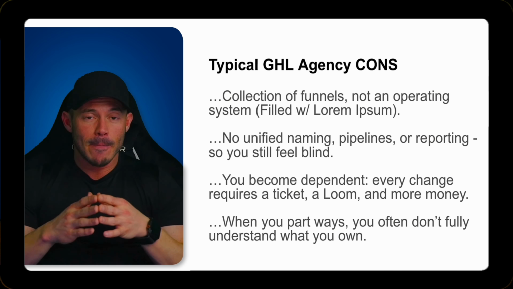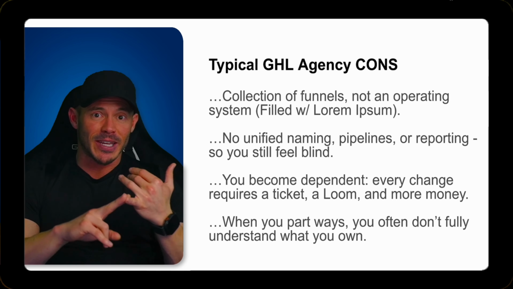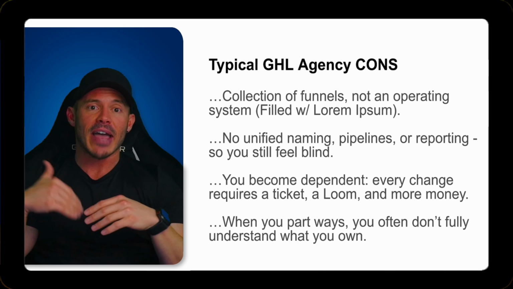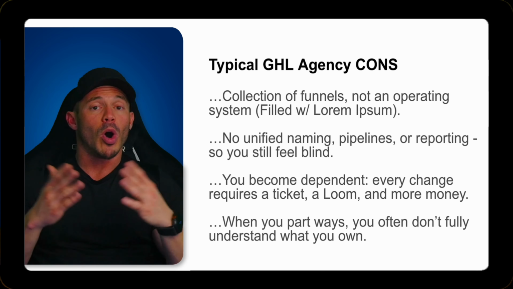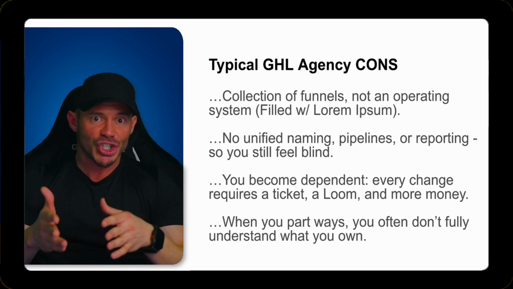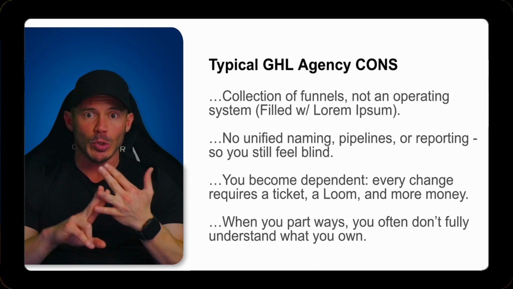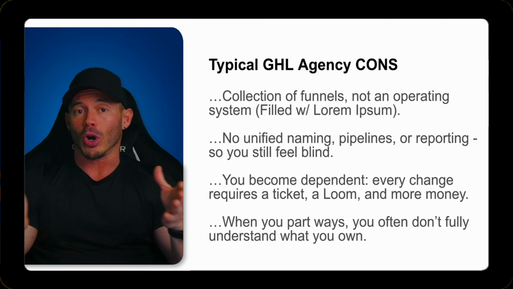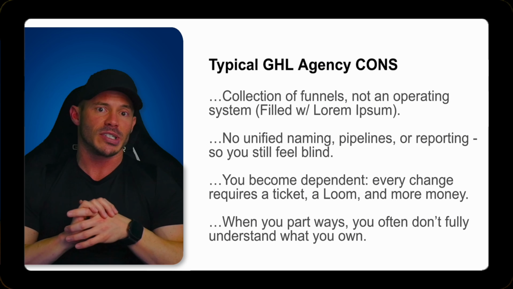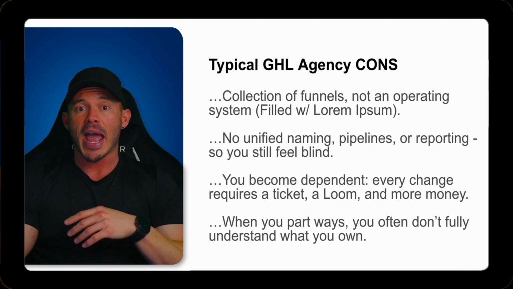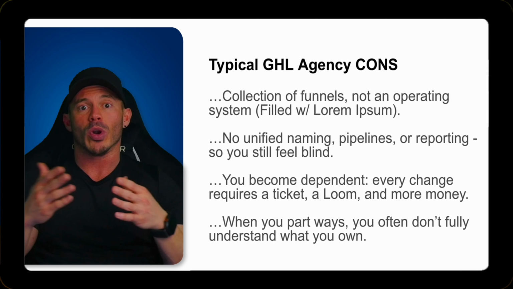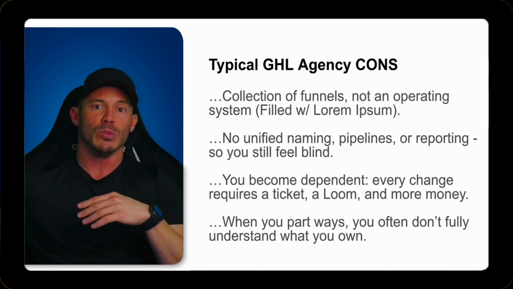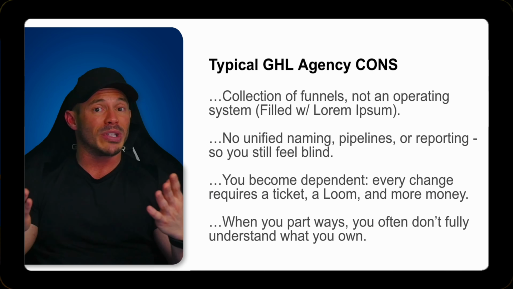And as part of that, sometimes you'll notice that there's no unified naming, pipelines, or reporting. So you can still possibly feel blind looking at the back end of your system. You also become dependent, which means that every change requires either a support ticket, a Loom video, and potentially another invoice. And when you eventually want to part ways, you often don't fully understand what you own or how it works. And I have seen some agencies where once you come in, they actually charge you to take your items out and move away from them, or they don't release it at all.